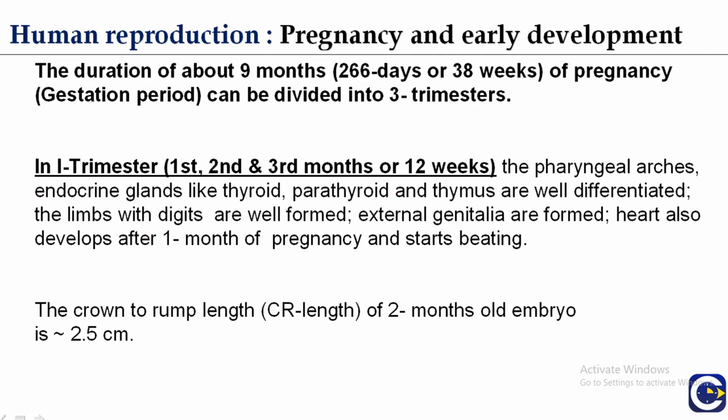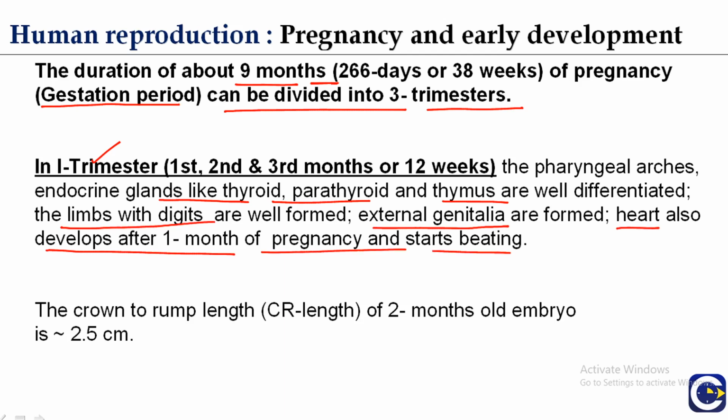The duration of about 9 months of pregnancy, which is the gestation period, can be divided into 3 trimesters on the basis of the development of the organs. The first, second and third months, or 12 weeks, make up the first trimester. The pharyngeal arches and endocrine glands like thyroid, parathyroid and thymus are well differentiated. The limbs with digits are well formed. External genitalia are formed. The heart also develops after 1 month of pregnancy and starts beating.